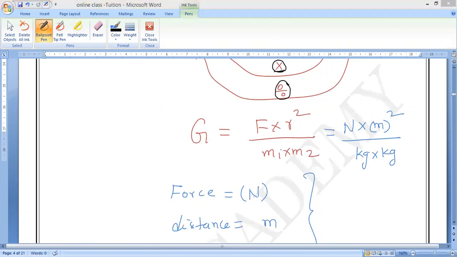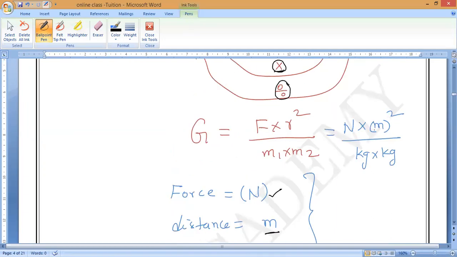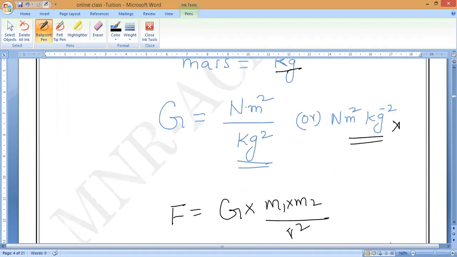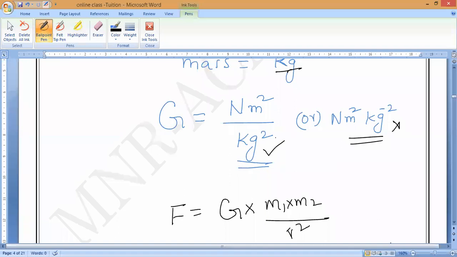Later, I found the units. What is the unit of force? Newton. What is the unit of distance? Meters. What is the unit of mass? Kilogram. I substitute exactly: force Newton, distance meter whole square, mass M1 kilogram, M2 also kilogram. So multiplying kilogram into kilogram gives kilogram square. That is the unit of capital G. If somebody asks you the unit of capital G, it is Newton meter square per kilogram square. You should remember that.